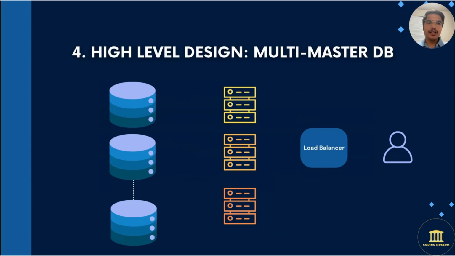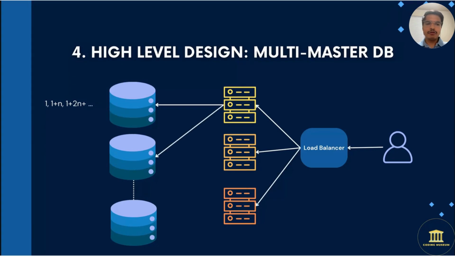Now let's start by examining the multi-master database approach, which is the first approach for designing a distributed unique ID generator. In this method, when a client requests a new ID, the request is sent to a server which then connects to a database randomly, or other techniques like consistent hashing or round robin can be used. Each database generates IDs at specific intervals, where the interval is determined by the total number of databases. For example, the first database would generate IDs like 1 plus n, 1 plus 2n, and so on, where n is the total number of databases.